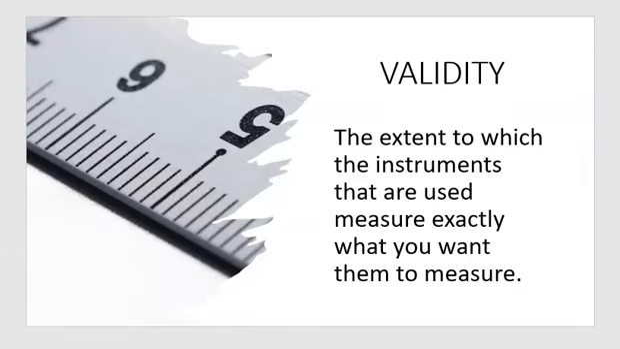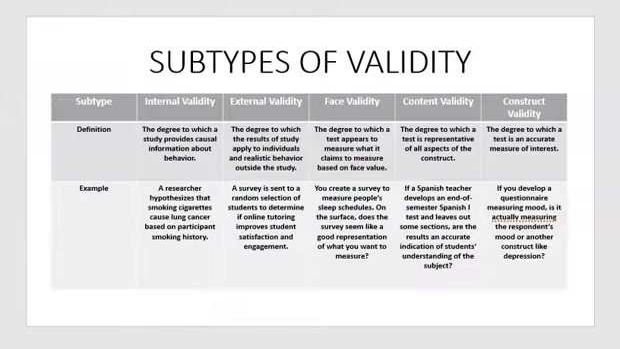While reliability focuses on how reproducible a test is, validity focuses on the accuracy of the results of a study. Validity is essentially the extent to which the instruments that are used measure exactly what you want them to measure. The subtypes of validity include internal validity, which is the degree to which a study provides causal information about behavior.